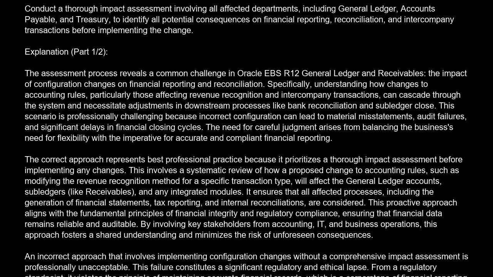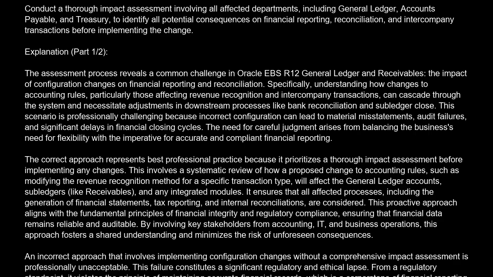The correct answer is D. Conduct a thorough impact assessment involving all affected departments, including general ledger, accounts payable, and treasury, to identify all potential consequences on financial reporting, reconciliation, and intercompany transactions before implementing the change.